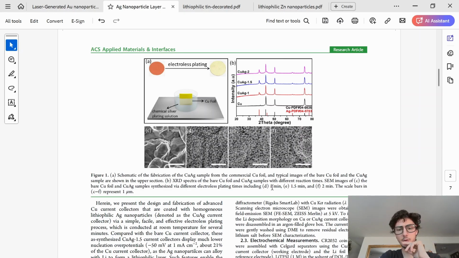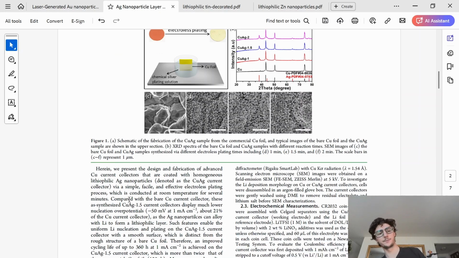Then we have D, 1 minute. I guess 1 minute of this plating process. You see this, and I suppose these little dots over here on top of the copper are the silver. Then we have 1.5 minutes, more silver, and 2 minutes, much more silver. The scale bars represent 1 micrometer.